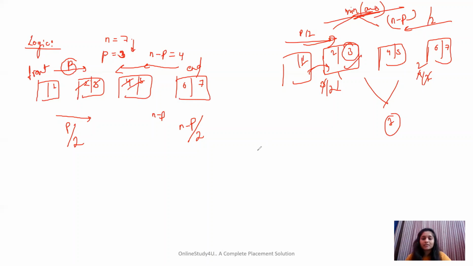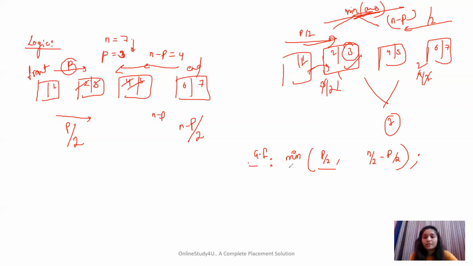Let's generalize this. Let's write the general formula. So the general formula will be the minimum of p by 2, comma, n by 2 minus p by 2, or n minus p by 2. So this will be my general formula, isn't it? I'm taking the minimum of p by 2 and n minus p by 2. So this is my answer. Let's quickly implement this because it's pretty easy to implement. Let's move on to our coding environment and see the implementation.